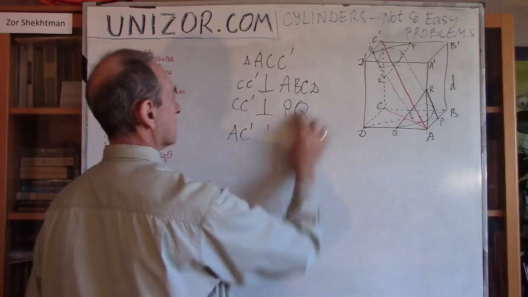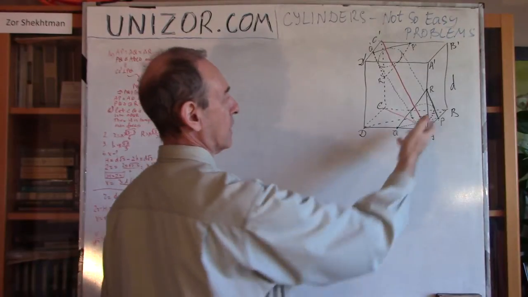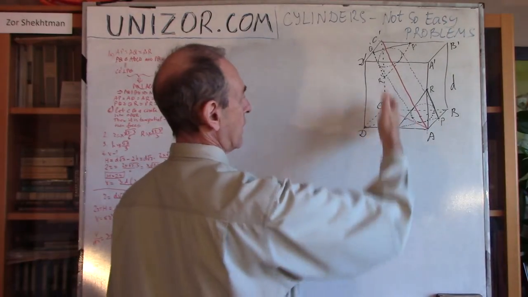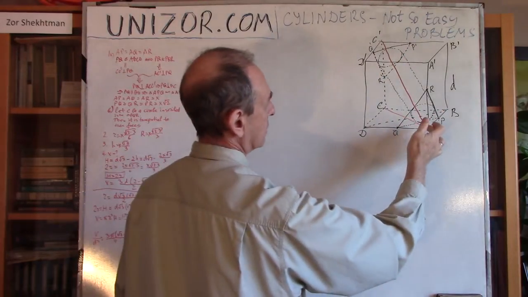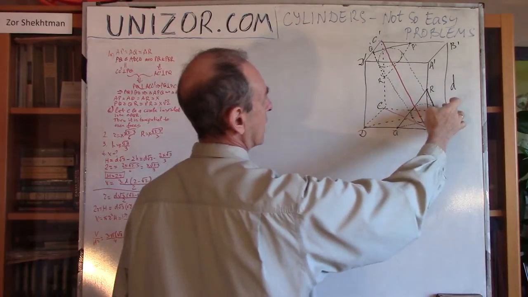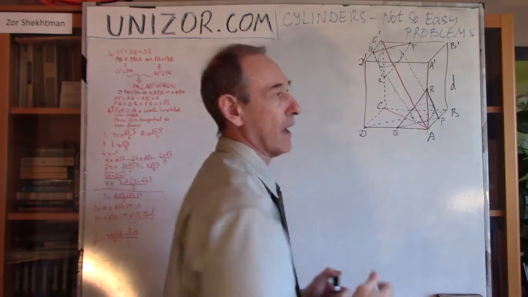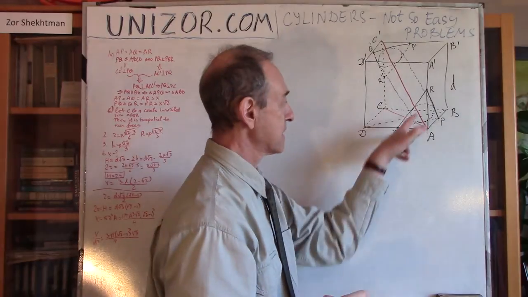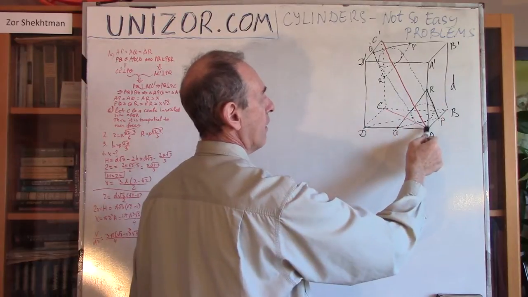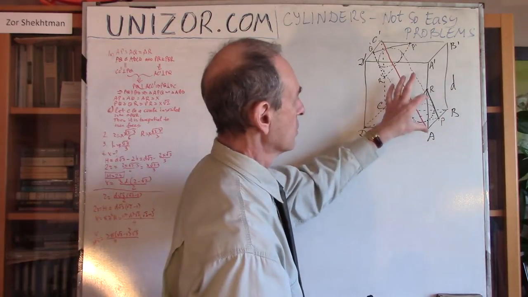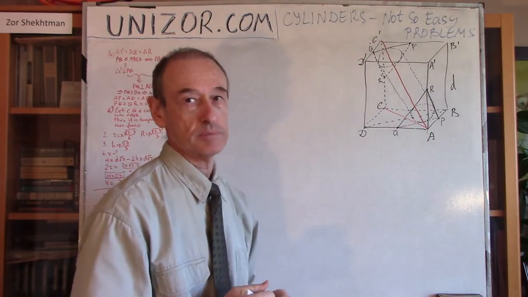Now, you obviously understand that I can do exactly the same logic with another plane, and because it's all symmetrical, right? If I found how AP and AQ are equal to each other, using AC prime C, I can use something like BD prime D, that particular plane. And I will see that another pair of segments would be equal to each other. So all these P, Q, and R are equidistant from A along the edges of the cube. So that's my first theorem.